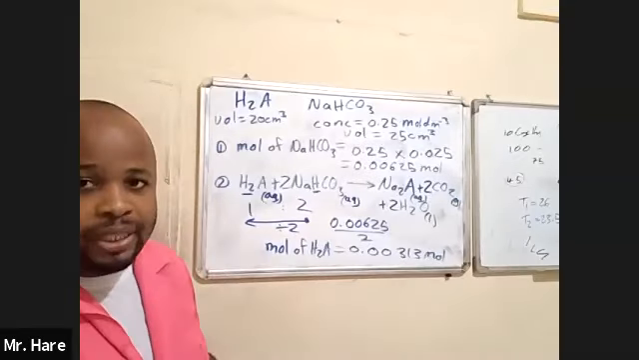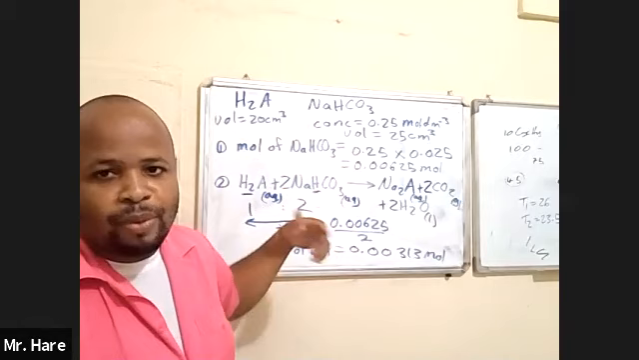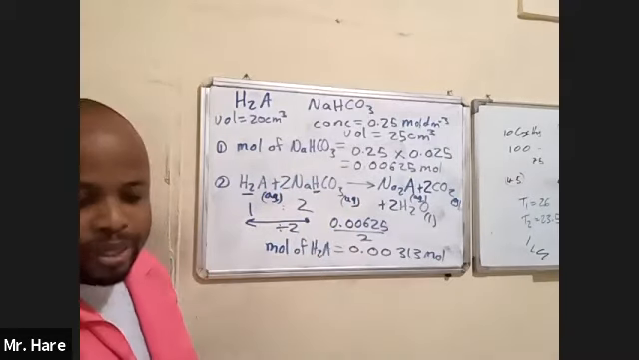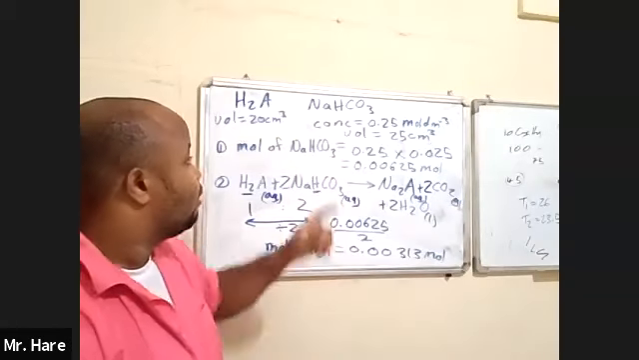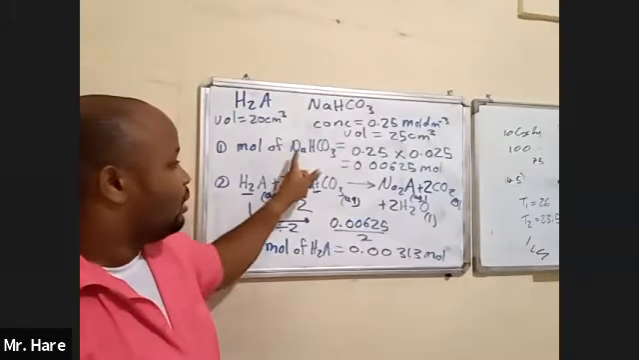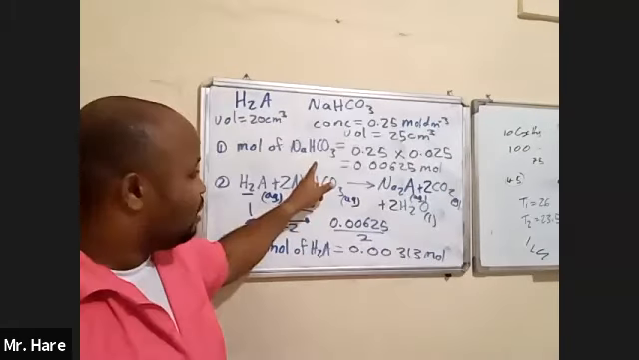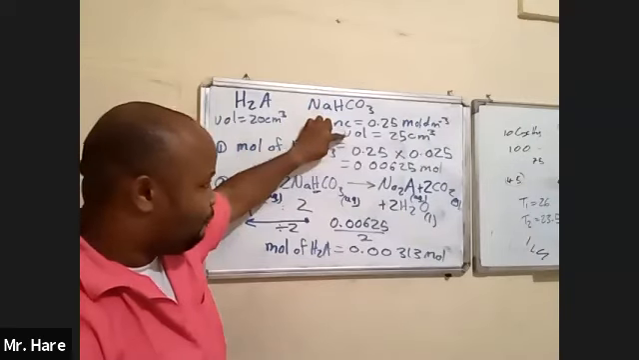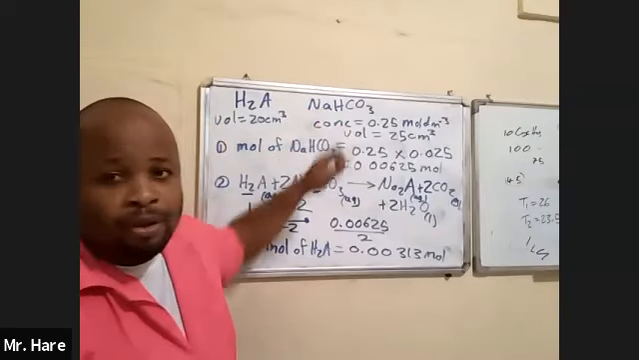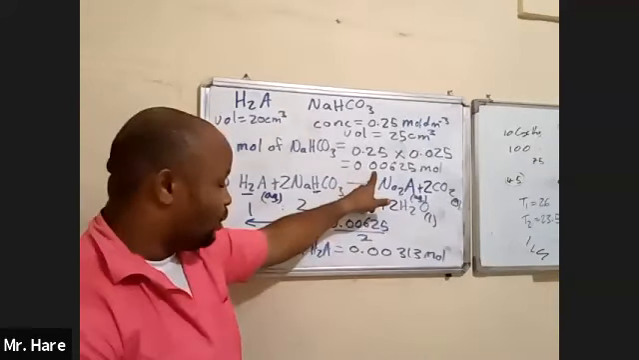Then the first question asks us to find the mole of sodium hydrogen carbonate. This is 2017, number 5, part C. The first question asks us to calculate the moles of sodium hydrogen carbonate. To do that, we multiply the concentration by the volume, both of which were given in the question, and we get the moles.